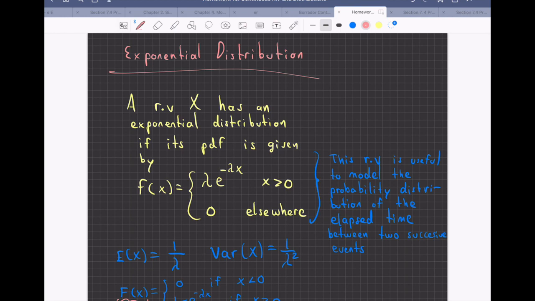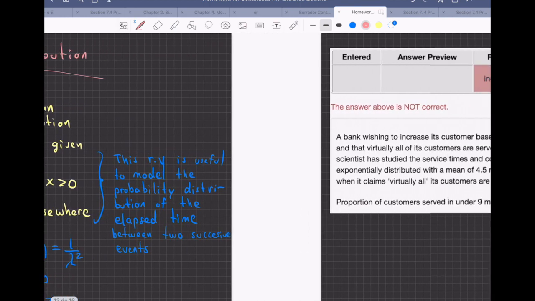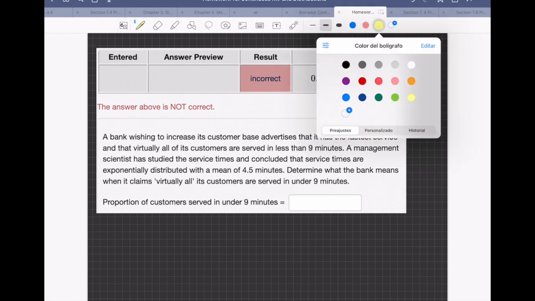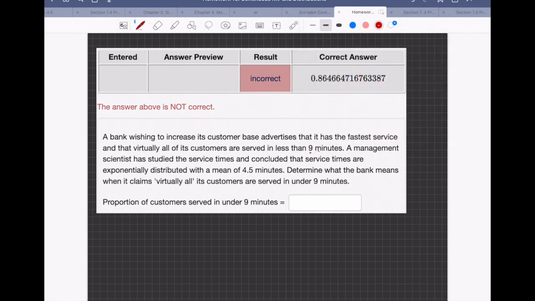So let's see one example for this exponential distribution. A bank wishing to increase its customer base advertises that it has the fastest service and that virtually all of its customers are served in less than 9 minutes. This is what they claim.